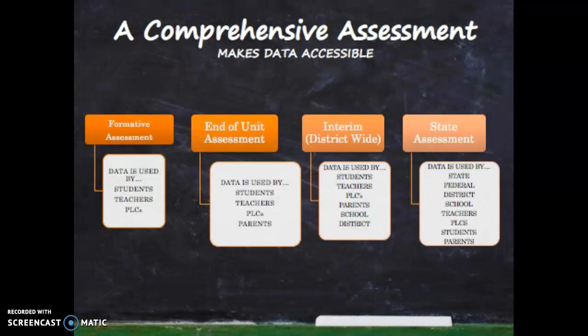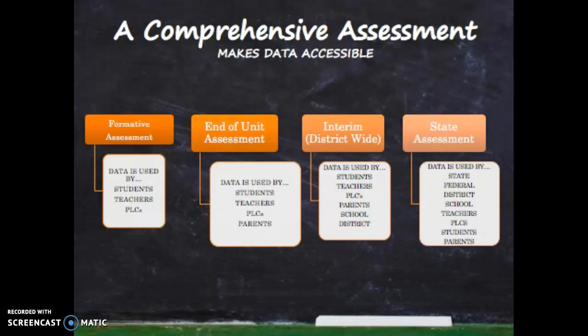The components of a comprehensive assessment system consist of formative assessment, end-of-unit assessment, interim assessment distributed by the district, and state assessments. Formative assessments are given on a daily basis to guide and adjust instruction. These assessment results can be accessed and utilized by students, teachers, and professional learning communities. End-of-unit assessments occur at the end of a unit to monitor student progress and assess growth. These assessment results can be accessed and utilized by students, teachers, professional learning communities, and parents.